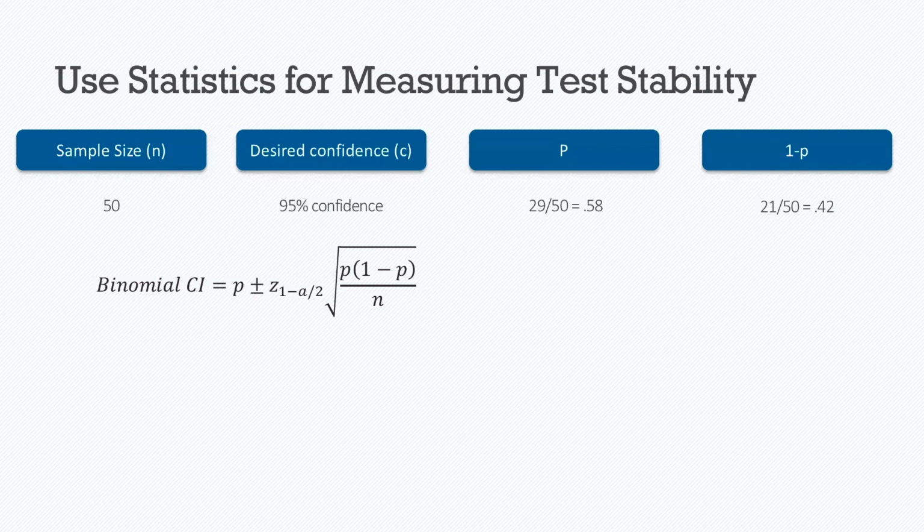So we have a binomial confidence interval. You all remember this formula. Of course. You remember it? P plus or minus Z, 1 minus alpha over 2.